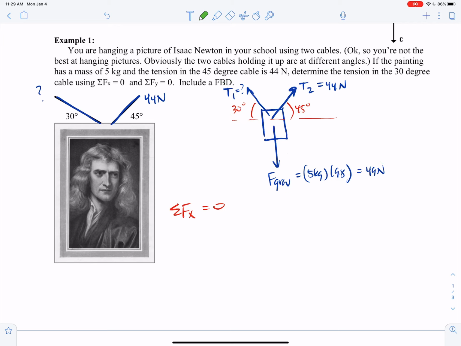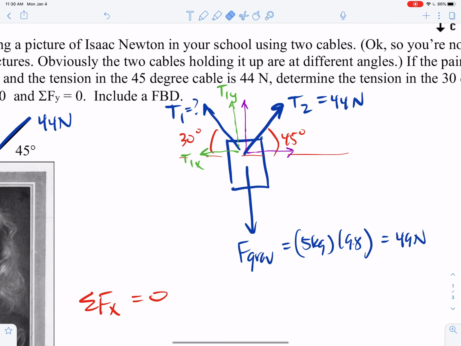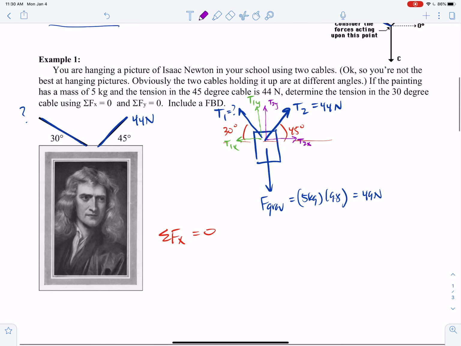So T1 is pulling both upwards and leftwards. So I'm going to call this T1y and T1x. And T2 is acting upwards and rightwards. So zooming in, this will be T1y, T2y, and this would be T2x, okay?